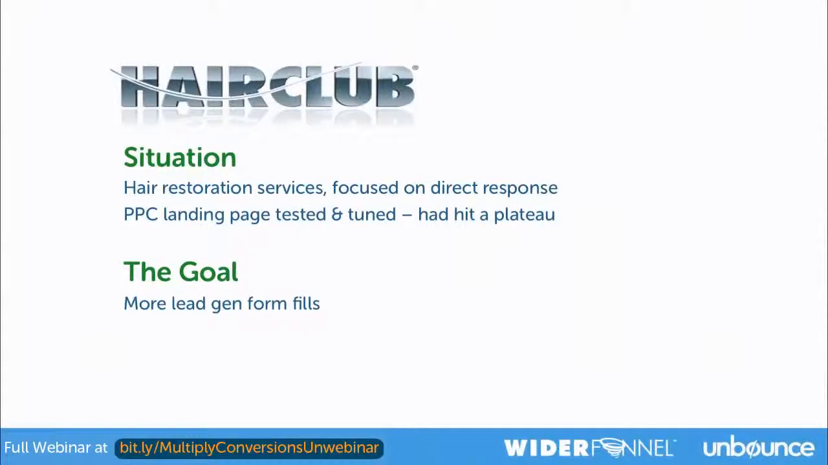So let's take a look at another example. This one's for consumer, right? The previous one was for B2B lead gen. This is for consumer lead gen. This is for Hair Club.